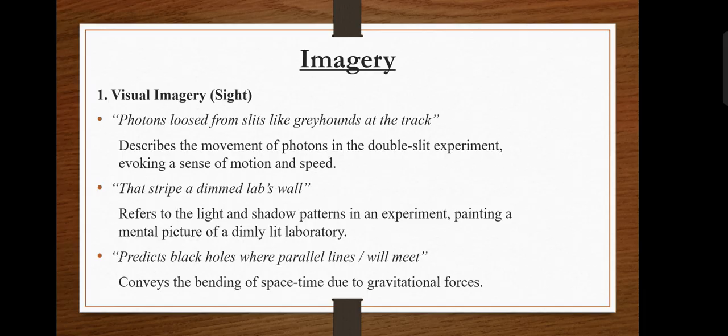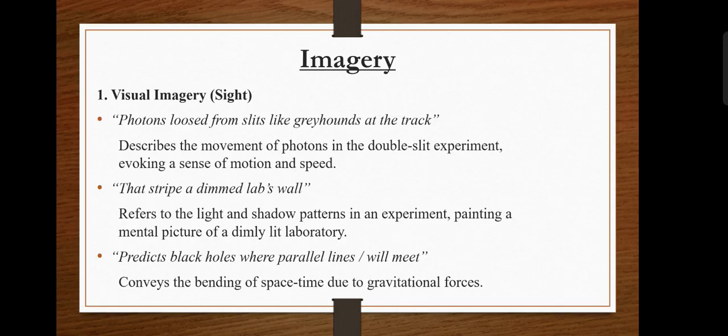Look at the examples from the poetry. "Photons loosed from slits like greyhounds at the track." This line describes the movement of the light particles. The light particles are named photons. So in an experiment, the photons are moving. The movement of the photons is captured here as random and speedy. So it connects with sight and gives us a visual in front of our eyes.